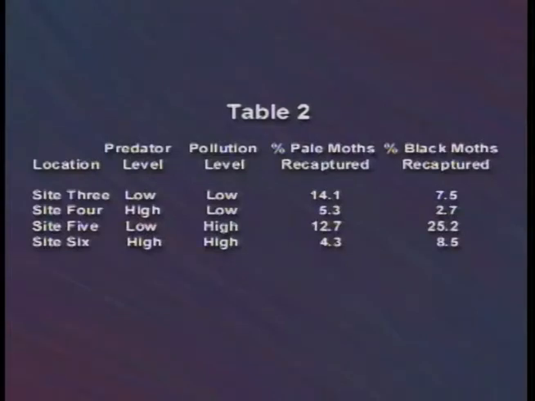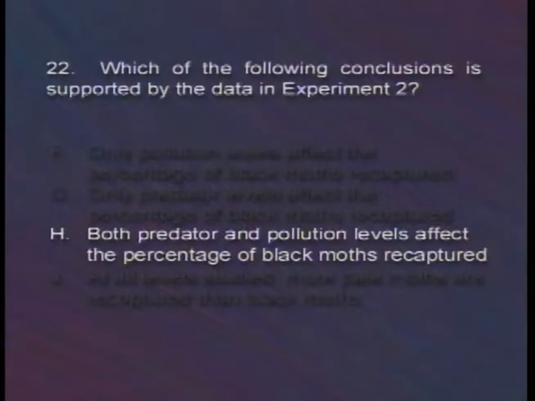Now, how could this happen? If pollution level was the variable that mattered, then we would expect the same percentages of black moths recaptured at each pollution level. Thus, the percentages would be the same at the low levels. This is not the case. Since the percentages differ at all 4 sites in Experiment 2, this result indicates that both variables are important. Answer H is the best choice.